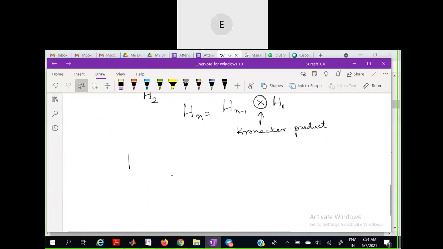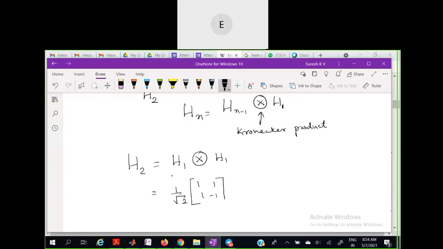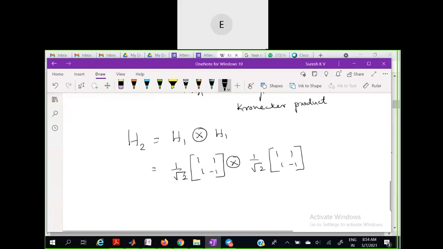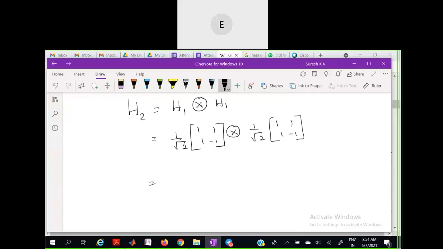So let me go back now. Now I want, say, H2. According to the formula, it is H1 Kronecker H1, and H1 is 1 by root 2 times the matrix 1, 1, 1, minus 1, Kronecker 1 by root 2 times 1, 1, 1, minus 1. If you do this, the 1 by root 2 and 1 by root 2 can be taken outside, so I'll write it as 1 by root 4.